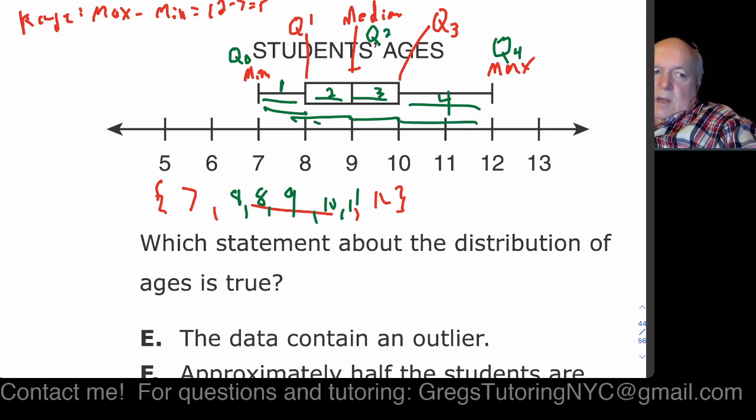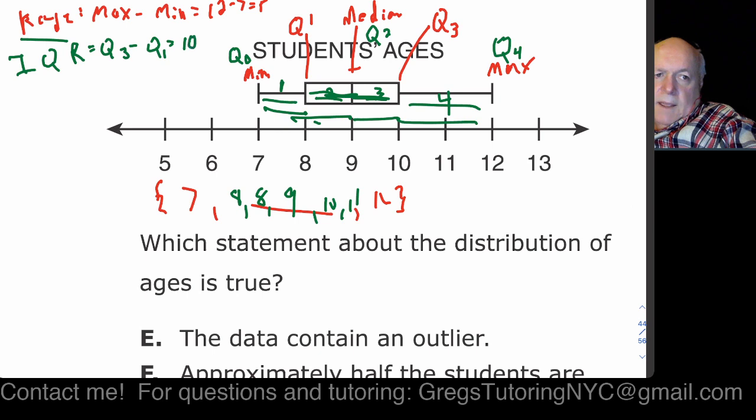Okay. We also have the range. We have something else called the IQR. That's the interquartile range. The interquartile range is inside the box itself. So the interquartile range is basically equal to Q3 minus Q1. Okay, in this case, it's going to be 10 minus 8, and that's equal to 2.